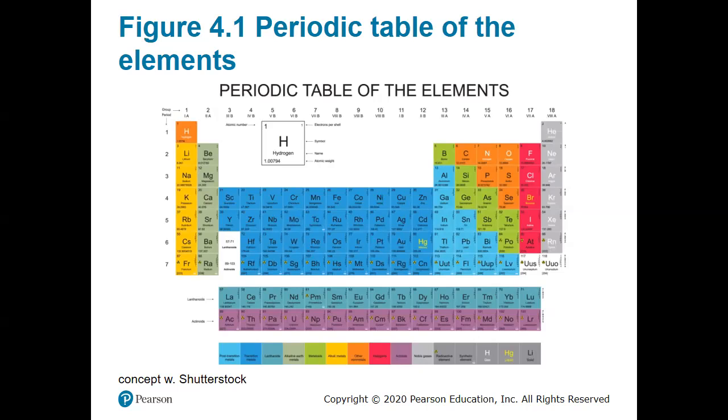And so I have given you a periodic table with which to work. And on that periodic table, we're going to have to do some addition to it to make it a little bit more useful to us.